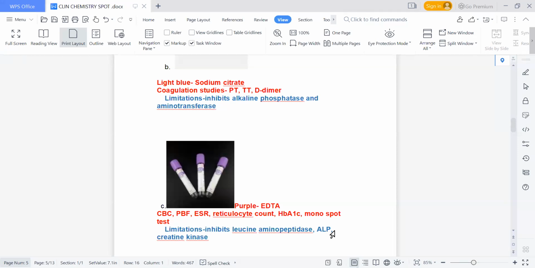A purple top Vacutainer has EDTA as its anticoagulant, and is used in CBC tests, PBF, ESR, reticulocyte counts, HbA1c, and monospot tests. The limitations of EDTA is that it inhibits leucine aminopeptidase, alkaline phosphatase, and creatine kinase.